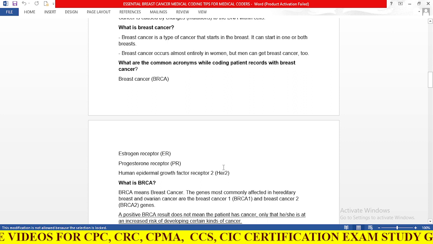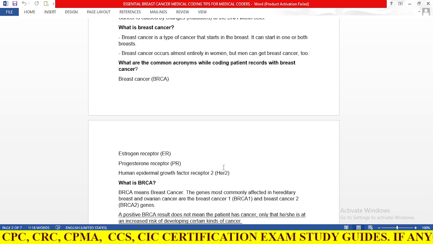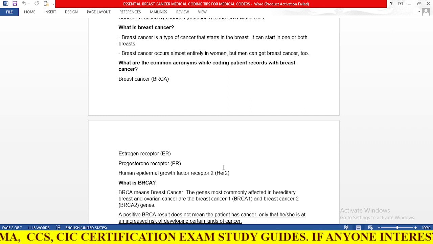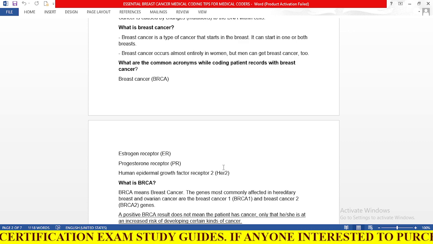Next, what is breast cancer? Breast cancer is a type of cancer that starts in the breast. It can start in one or both breasts. Breast cancer occurs almost entirely in women, but men can get breast cancer.